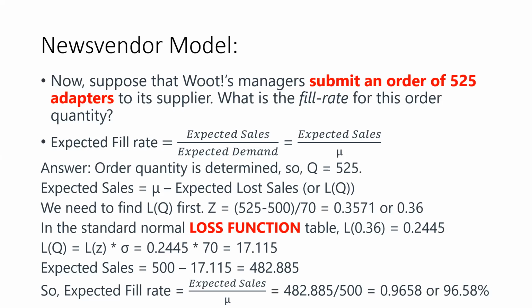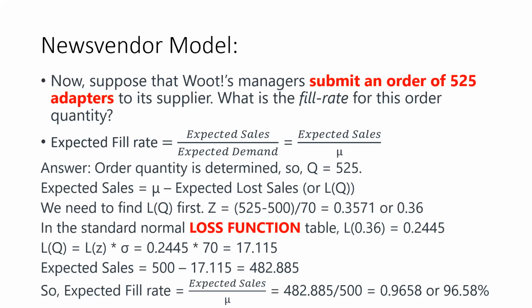So Q is 525. Expected sales is mu minus expected lost sales, or L of Q. First, for finding L of Q, we standardize the Q to a Z value. So Z, I got 0.36. You go to the loss function table to find L of Z first. L of 0.36 is equal to 0.2445.